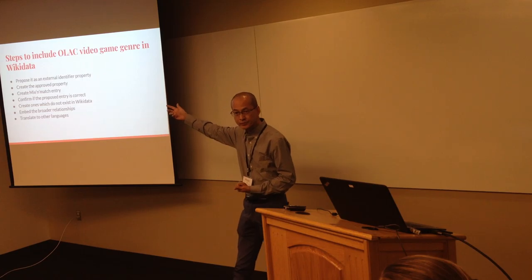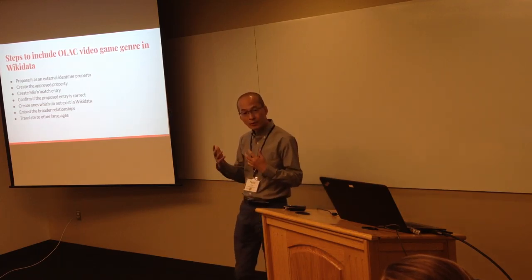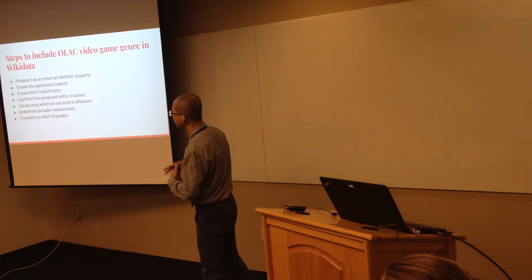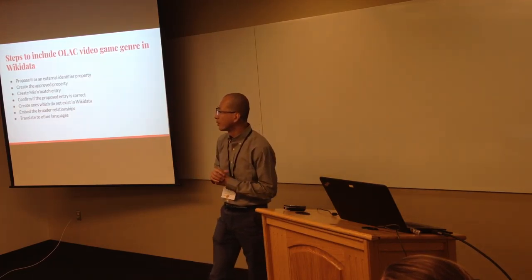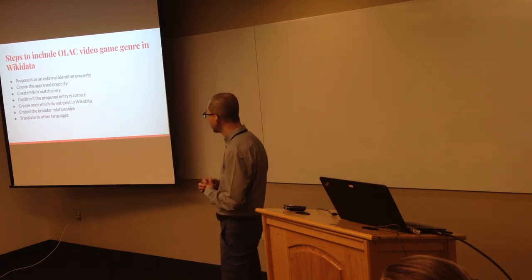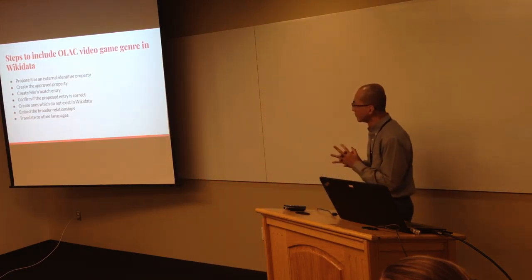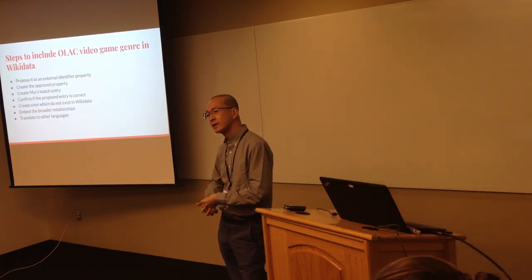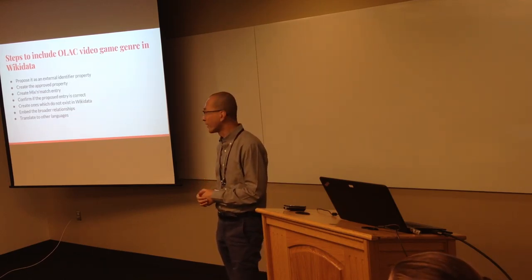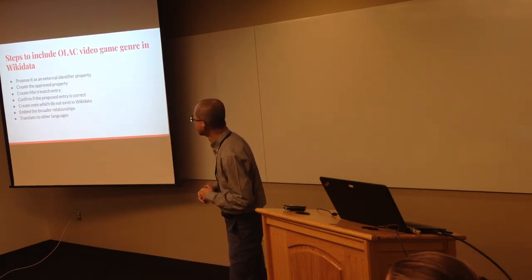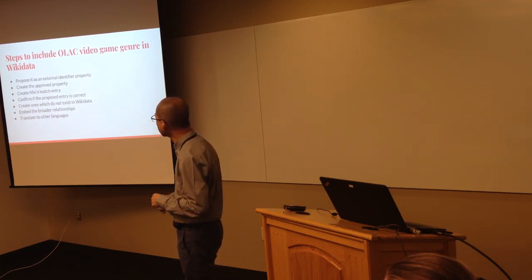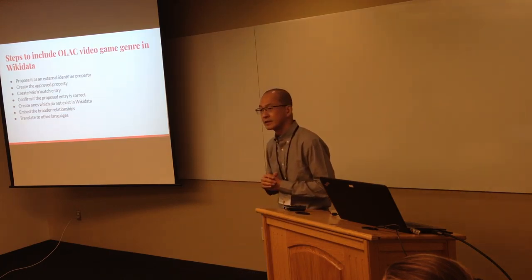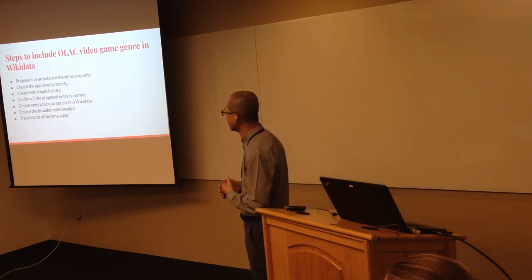So we have to propose to the Wikidata community that we want that external identifier as a property. And after people approve that proposal, then you go and create the property, and then use Mix'n'match to help you connect the existing records to the identifier and confirm the entry is correct. And then if there's no entry in Wikidata, you have to create one yourself.